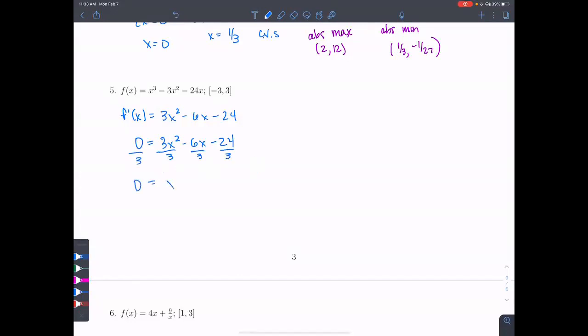So we have 0 equals x squared minus 2x minus 12. That's going to be easier to factor. There's going to be a 3 and a 4. Oh, nope, nope, nope. I need 2. Oh, 24 divided by 3 is 8, y'all. I struggle sometimes. So 4 and 2, we need minus 4 plus 2.